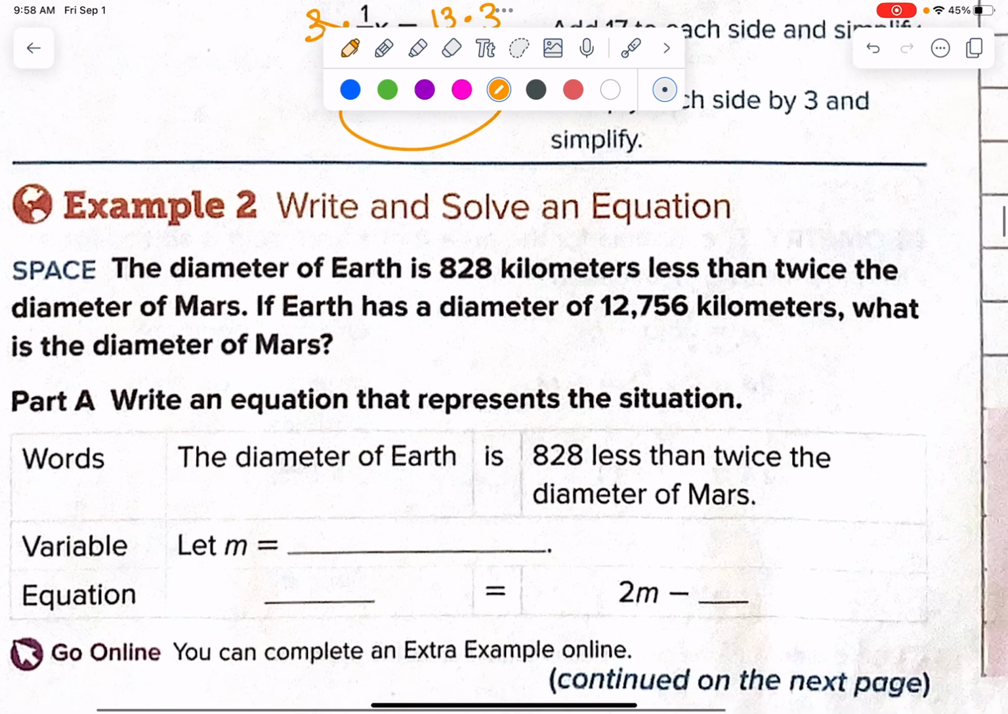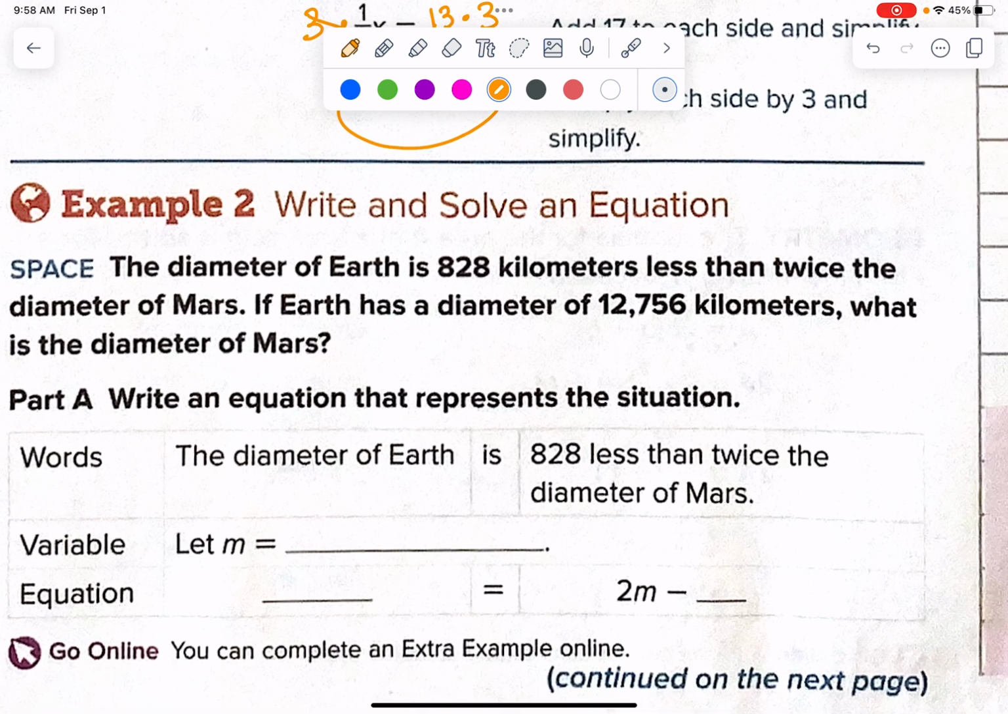Write and solve an equation. So they're going to give us a story problem, and we're going to try to sort it out from here. It says the diameter of Earth is 824 kilometers less than twice the diameter of Mars. That was a lot, okay? So starting here, 828 kilometers less than the diameter of Mars. Oh, less than twice the diameter of Mars.